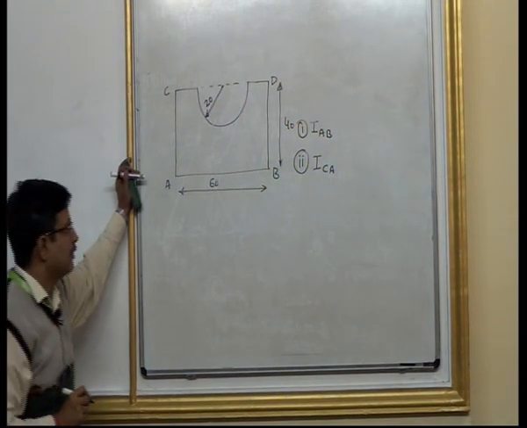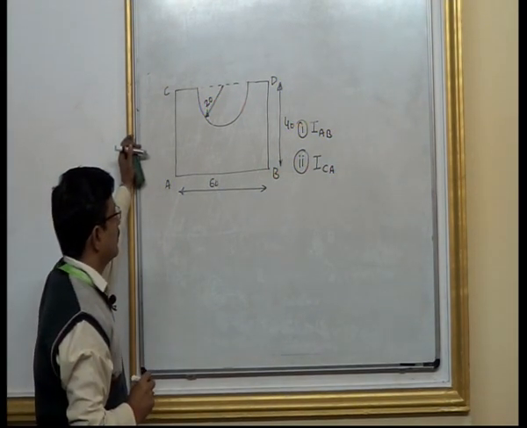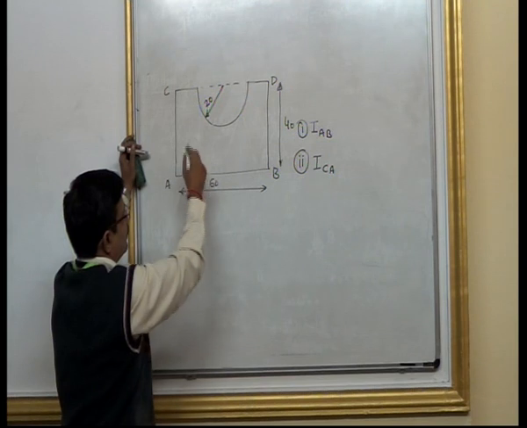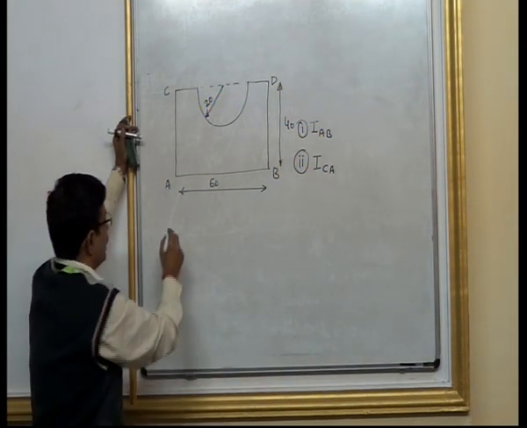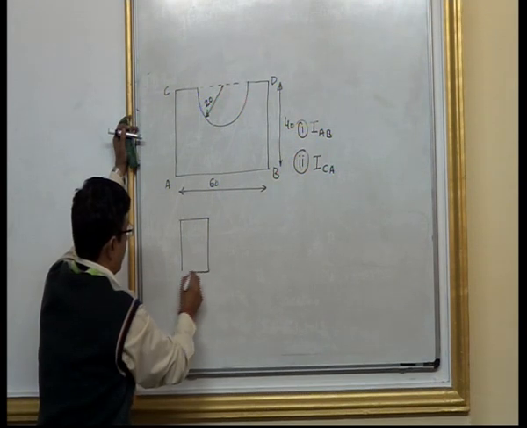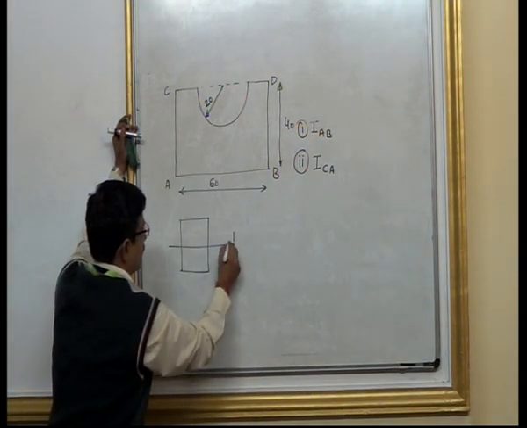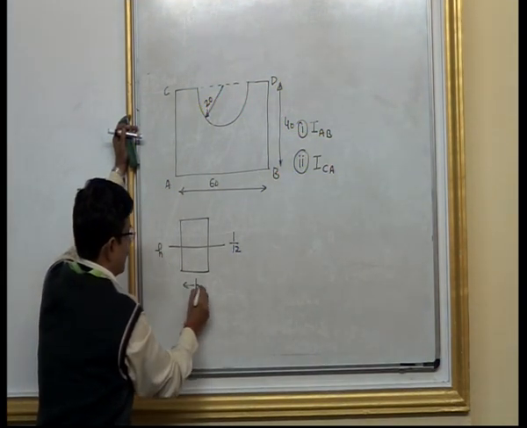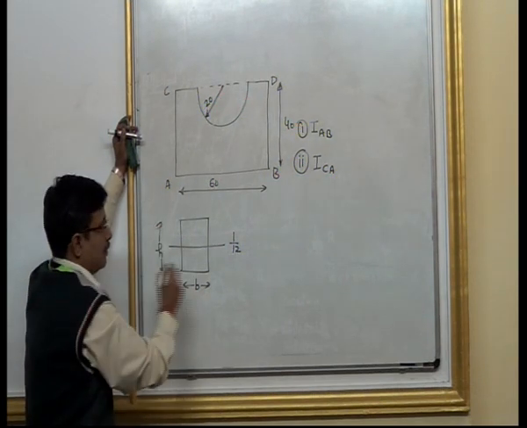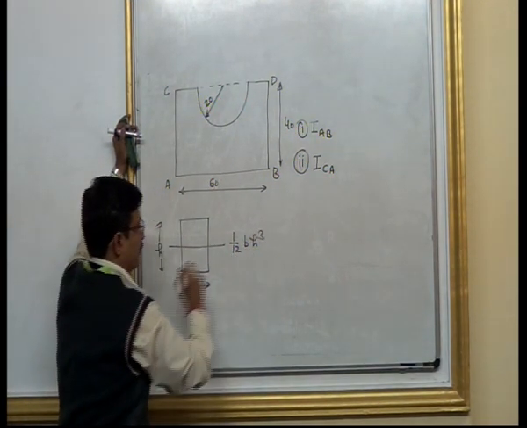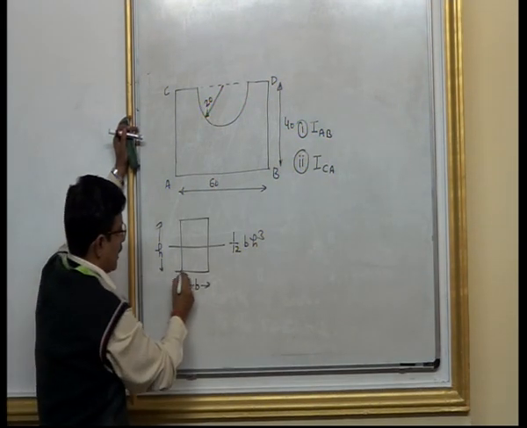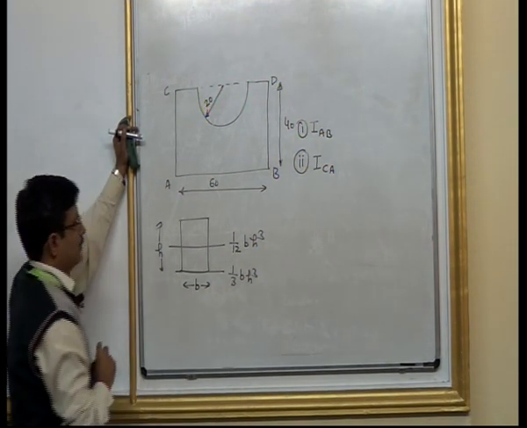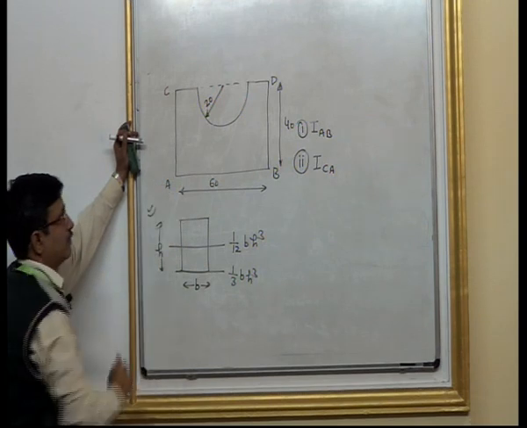It's a very simple question, normally one of the important category questions. So how to do it? There are two figures: one is the rectangle and one is the semicircle. The moment of inertia for the rectangle about the centroidal axis is 1 by 12 B h cube, if B is the base and h is the height. About the edge, it is going to be 1 by 3 BH cube. This is the formula we must know before we start.